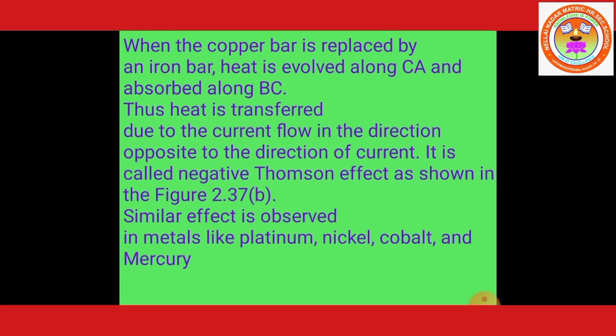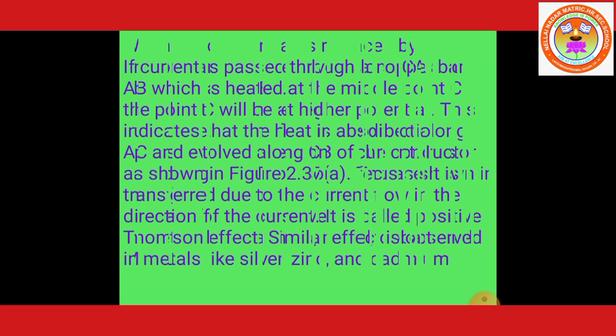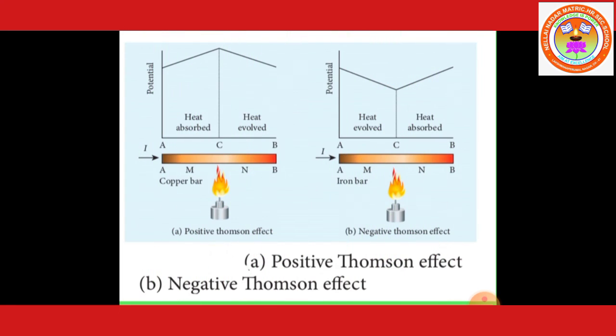Next, the negative Thomson effect. Metals like iron, platinum, nickel, cobalt and mercury exhibit the negative Thomson effect. So, when the copper bar is replaced by an iron bar, the heat is evolved along CA and absorbed along BC. See the diagram. Here AB is an iron bar. Now it is heated at the midpoint C, and the current passes through the iron bar.